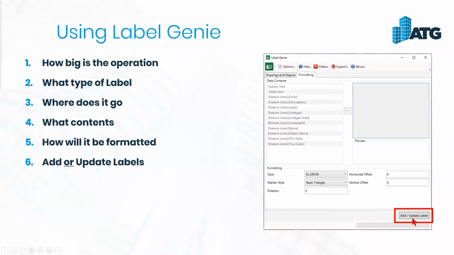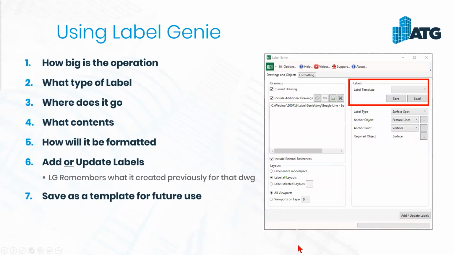But Label Genie is better than just adding labels. It's also going to update the labels. It understands what it has previously created. And if your conditions have changed, let's say you went from labeling something every 200 feet to labeling something every 400 feet, it's going to delete the content that no longer applies to your current filtering criteria. So it's going to add, it's going to update, it's going to delete, and it's going to be able to apply all of that with this logic.